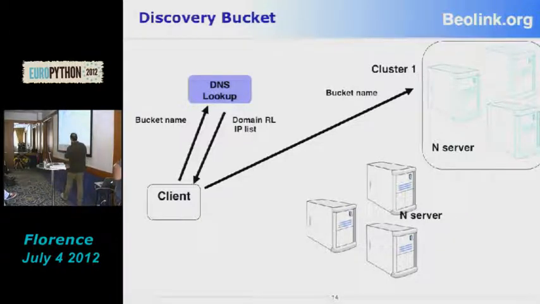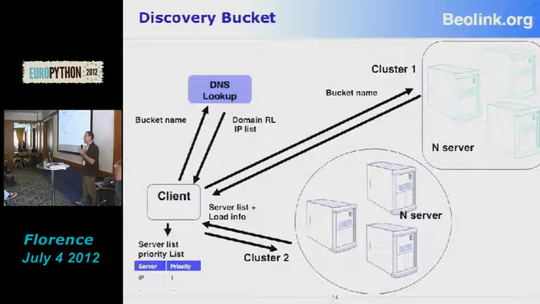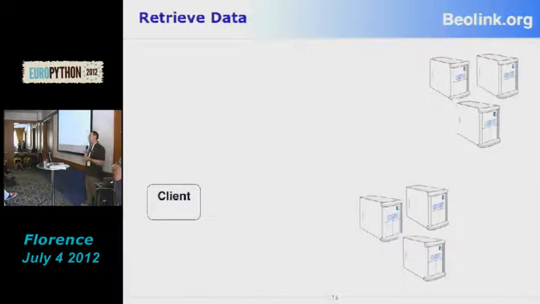When you retrieve the resource locator IP, you can make another query to the resource locator, and you receive the list of the servers that contain the bucket. When you receive the IPs of each server, you can create a priority list. And you can understand which is faster or slower or close to you and so on. Now you have understood where your bucket is. Then now you can retrieve the data.